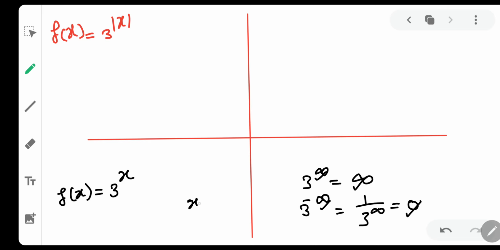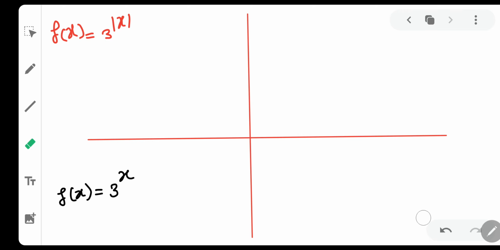And when you put the value of x as 0, this will be 3 raised to 0, and y, meaning f(x), will be 1. So we got the 3 points. At minus infinity it is 0, at 0 it is 1, and at infinity it is infinity. It means the values are increasing. I will show you with a table of x and y. When the value of x is minus infinity, y is 0, when x is 0, y is 1, and when x is infinity, y is infinity.